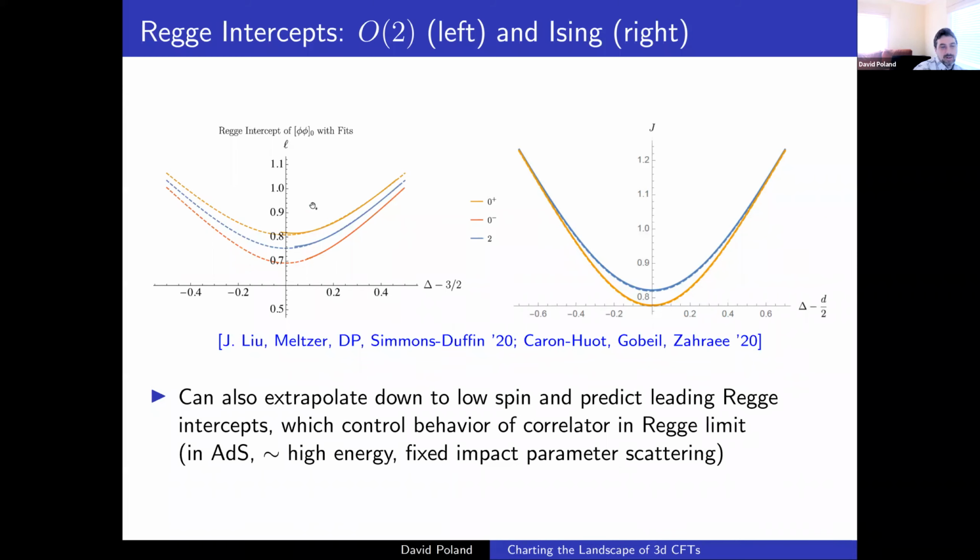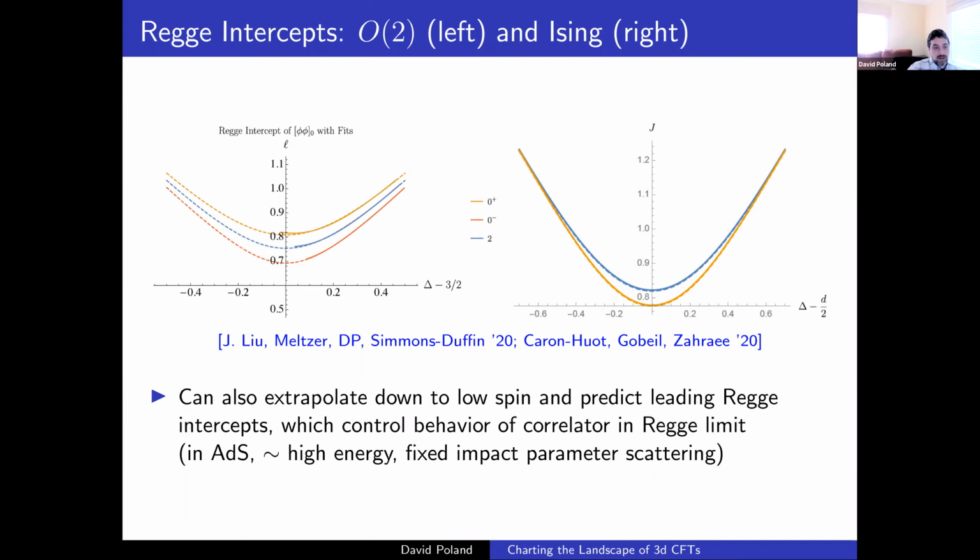This intercept is actually a very interesting number because it's something called the Regge intercept. The value of the intercept is interesting because it basically controls the behavior of the correlator in a particular Lorentzian limit called the Regge limit, which is easy to think about in a holographic dual description, where the Regge limit corresponds to considering 2-to-2 scattering at high energies, but a fixed impact parameter.